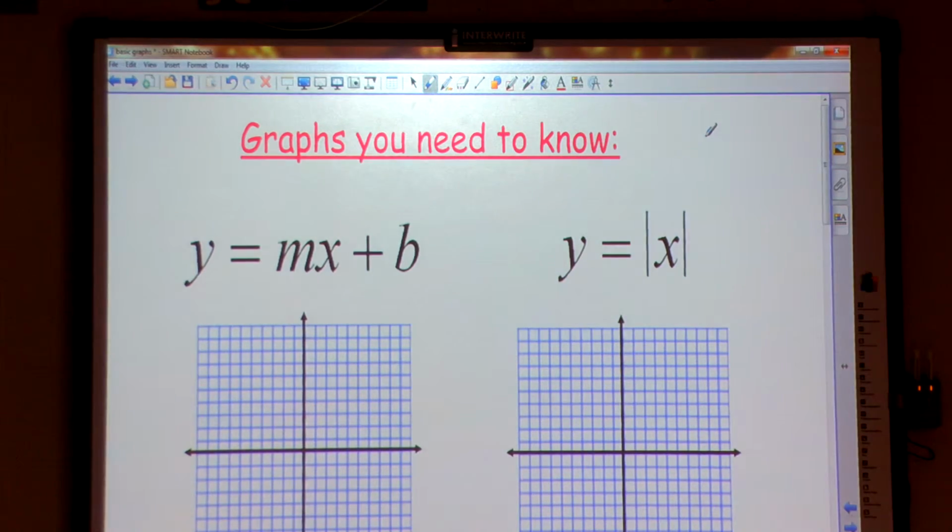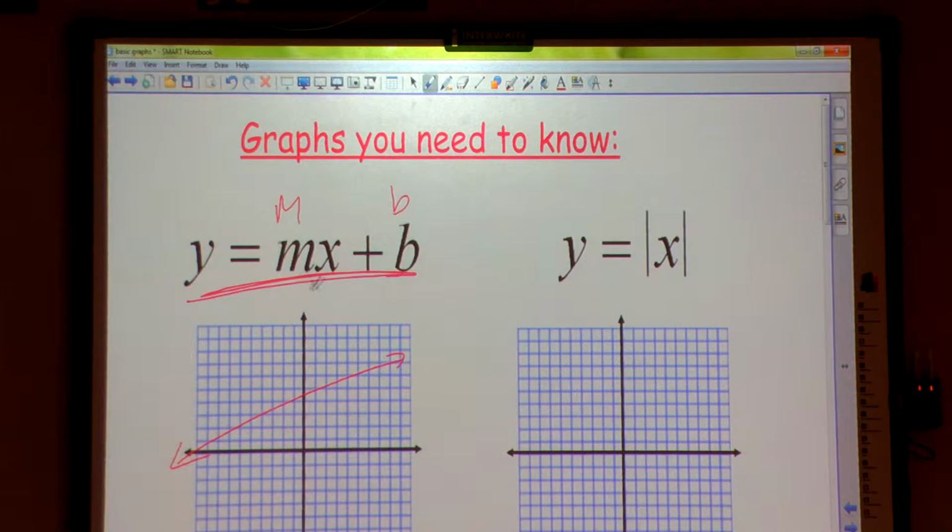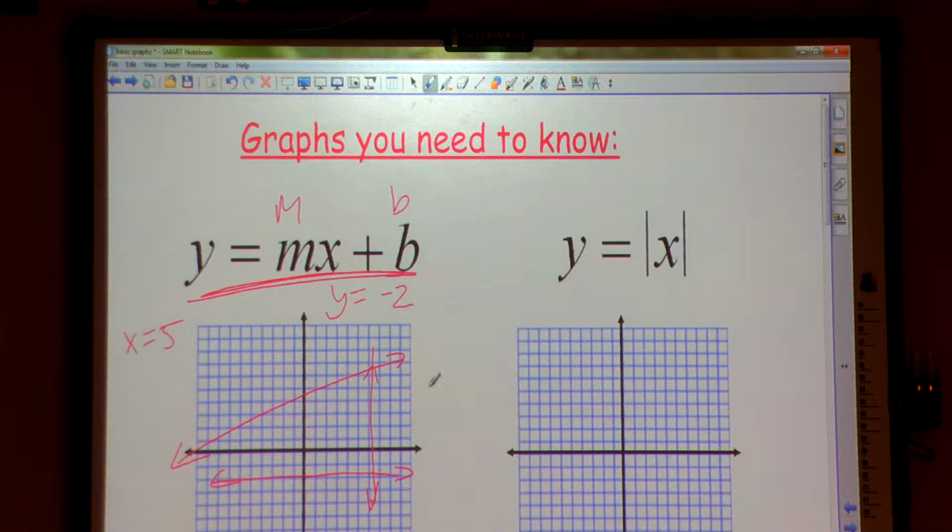So basic graphs you need to know, of course, mx plus b. We're all good in knowing that's a line with slope m, y-intercept b. So whatever it may be, it looks like that. Of course, if it's just a constant, that is a horizontal line. And x equals a constant is a vertical line. But we know this is, of course, a line.